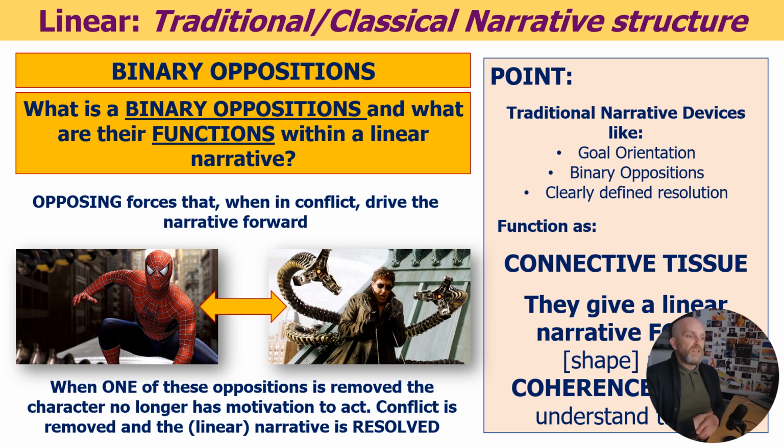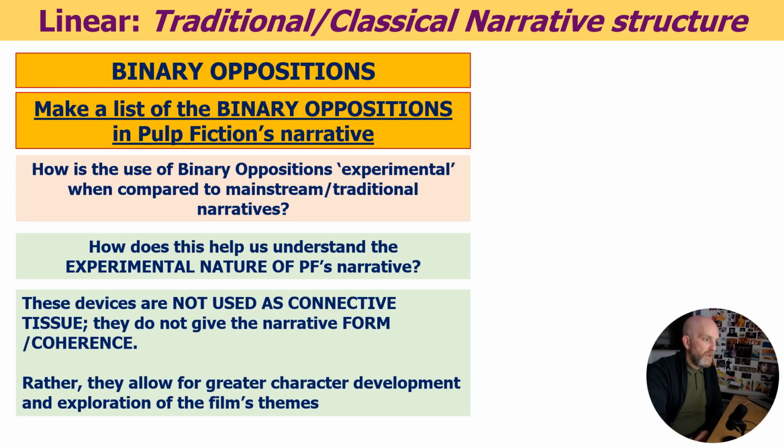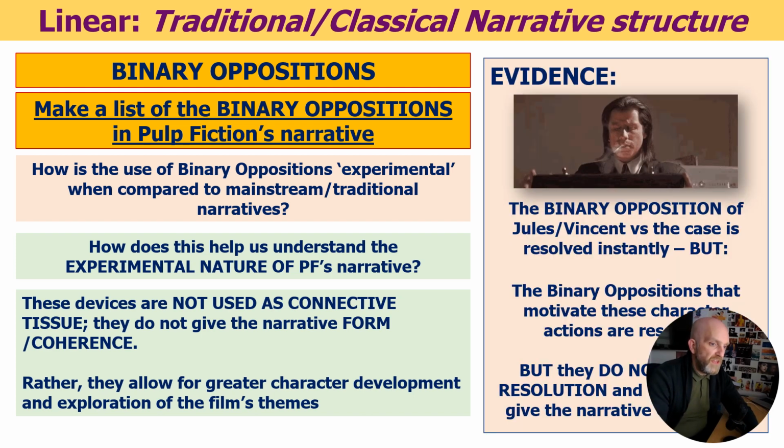Okay, so the point is traditional narrative devices like goal orientation, binary opposition, and a clearly defined resolution usually function as connective tissue. They give a linear narrative a sense of cohesion and coherence, but they do not work that way in Pulp Fiction. So, binary opposition in Pulp Fiction. The devices are not used as connective tissue. They do not give the narrative form and coherence. Rather, they allow for greater character development and exploration of the film's themes.